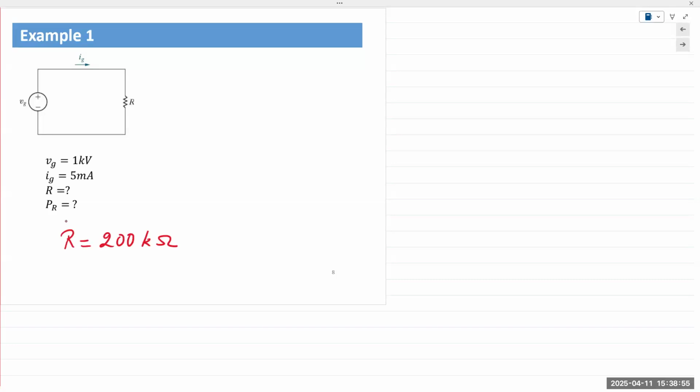Quick and easy calculation. Now, when it comes to power, actually, let's go to the previous slide.